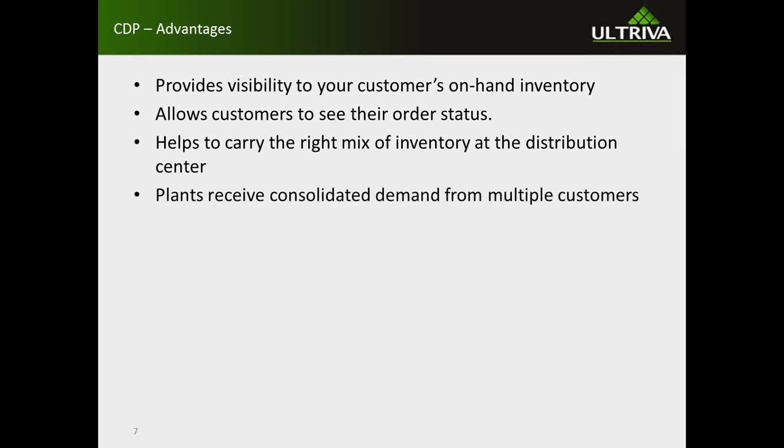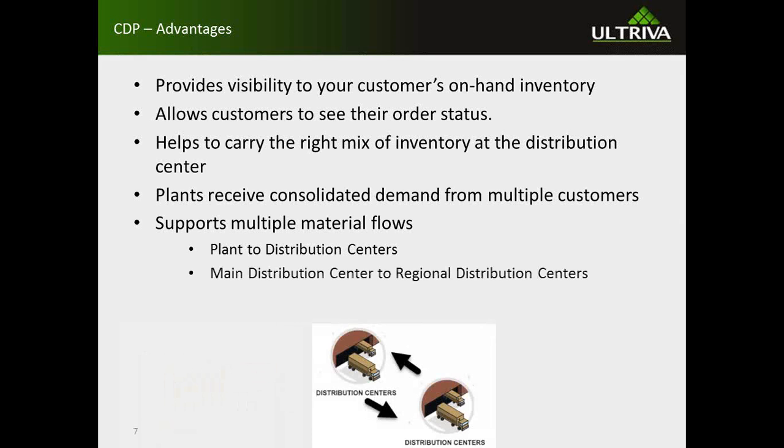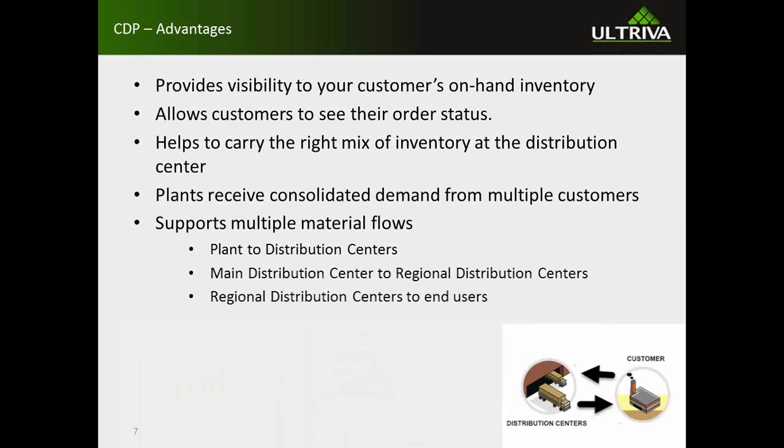Additionally, if let's say you have one item that you sell to multiple customers, this allows your plant or that supplying business unit to see consolidated demand from all the customers. This will support multiple material flows, such as maybe you have a plant that's supplying an item to a distribution center, or a main distribution center supplying to a regional distribution center, or even a regional distribution center to an external customer or an end user.